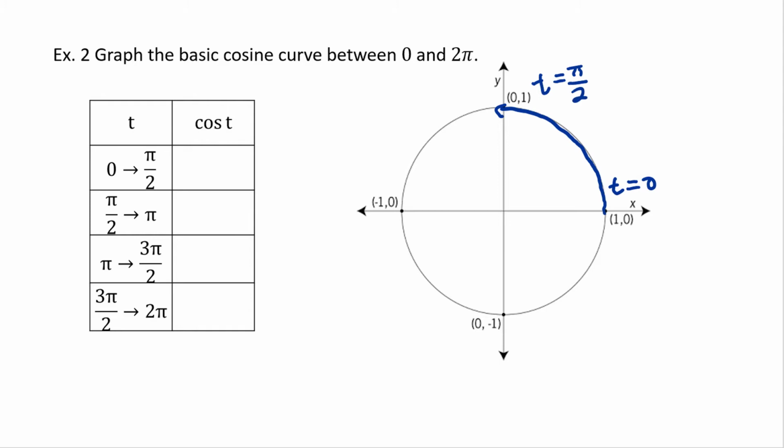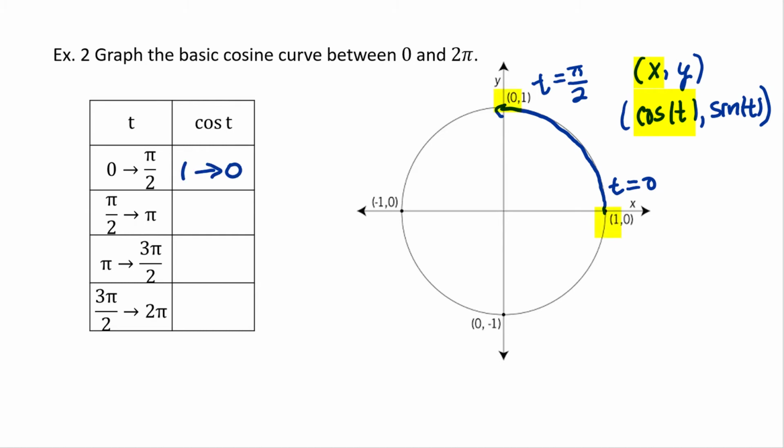Now, the circle trig definition tells us that for every ordered pair xy on the unit circle, x corresponds to cosine of t and y corresponds to sine of t. Since we are graphing the cosine curve, we are concerned with only the x values. So let's notice that as t goes from 0 to pi over 2, the x value goes from 1 to 0. So we'll write 1 to 0.